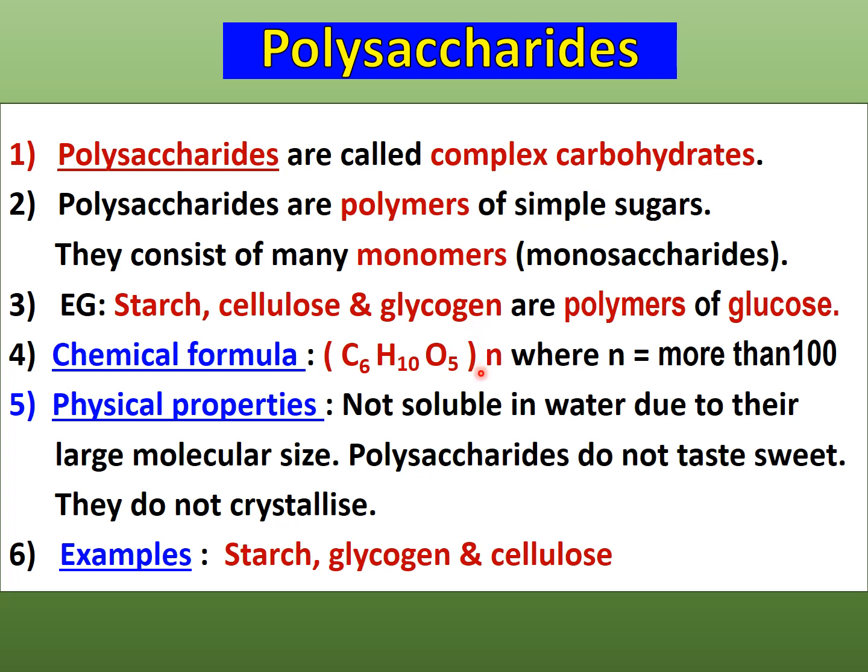Now let's go on to number 4. The chemical formula for all polysaccharides is C6H10O5 bracket N. This is the number of the repeating units, where N is more than 100. N can be 200, 300, 500 or so, and depends on the polysaccharide. But notice the basic formula is C6H10O5, not C6H12O6. Take note, okay? H10O5, not the other one, H12O6. Why is that so?